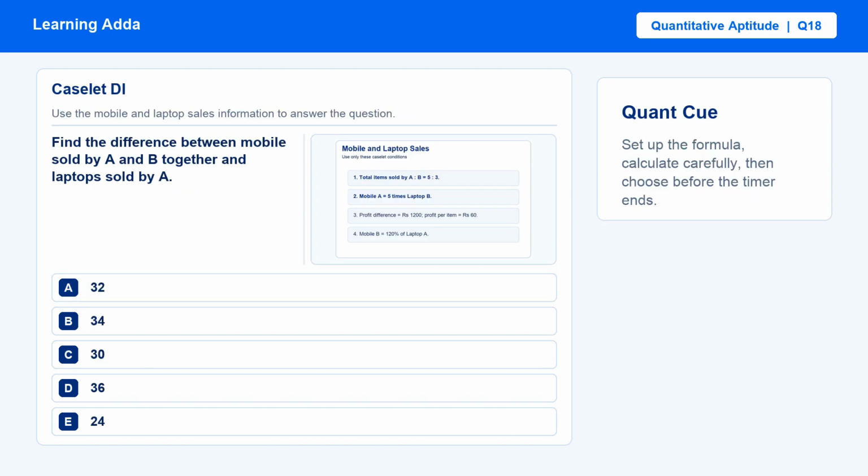Question 18. Find the difference between mobile sold by A and B together and laptops sold by A. Option A, 32. Option B, 34. Option C, 30. Option D, 36. Option E, 24. The timer starts now.